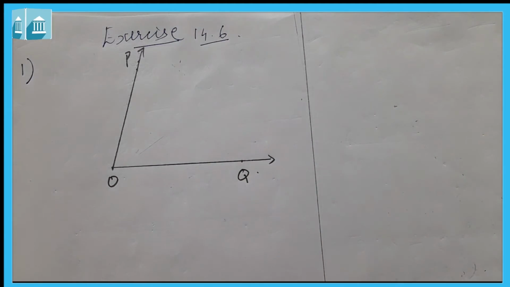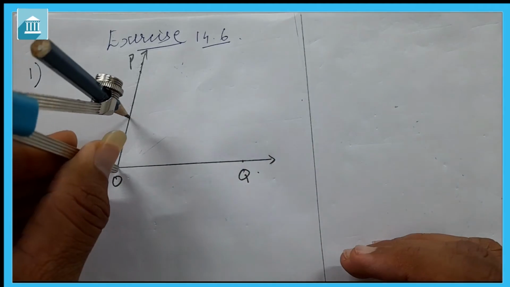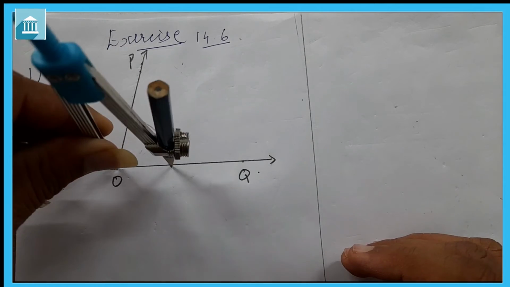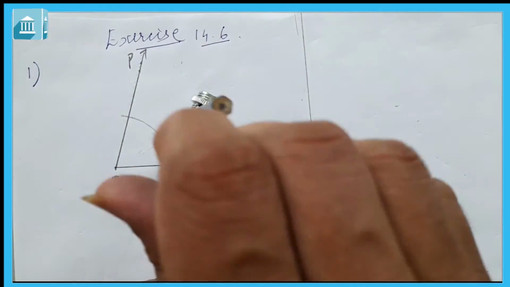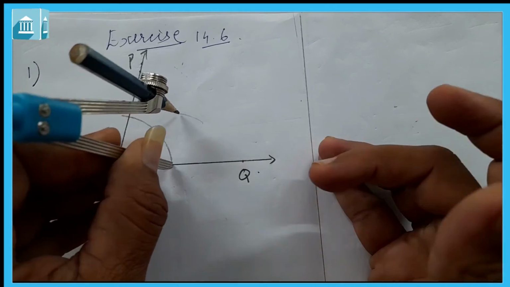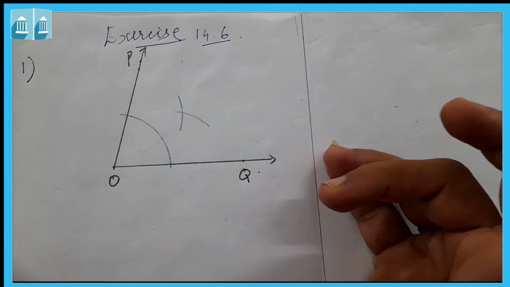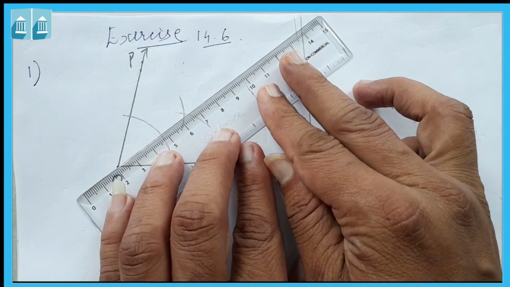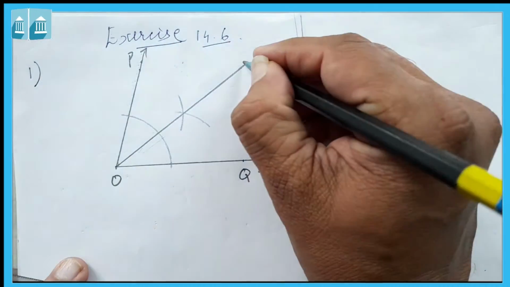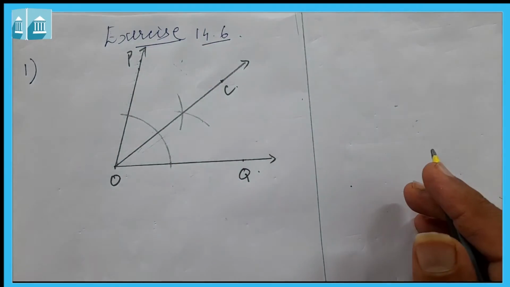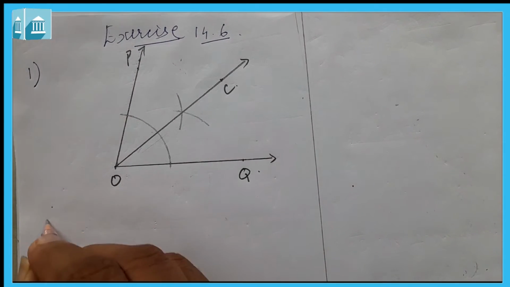Line of symmetry means, with convenient radius, with any radius we can draw one arc like this. ये एक आर्क ड्रॉ किया हमने. देन रेडियस मोर देन हाफ ऑफ दिस, एक आर्क यहाँ पे ड्रॉ करेंगे हम. क्लियर. एंड देन एक आर्क यहाँ पे ड्रॉ करेंगे. नाउ विद द हेल्प ऑफ स्केल वी कैन, let it be C.